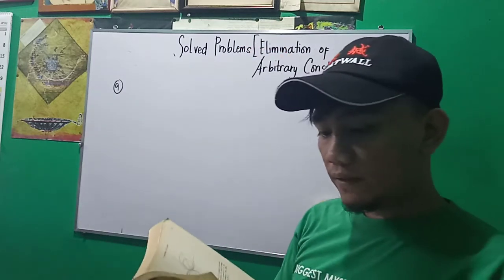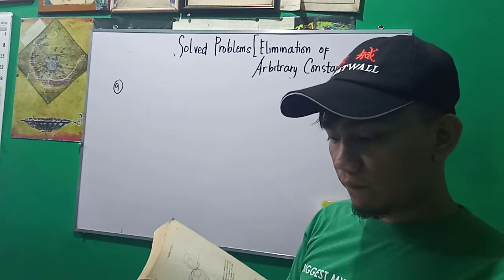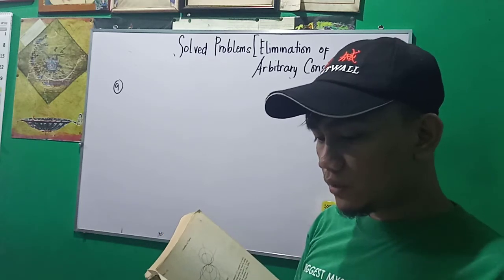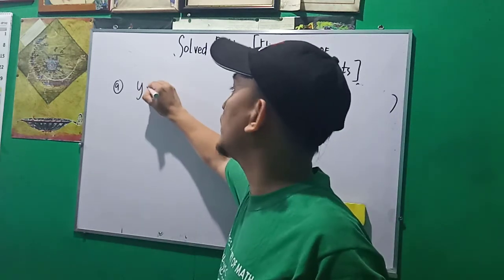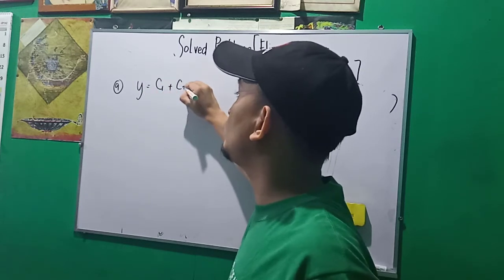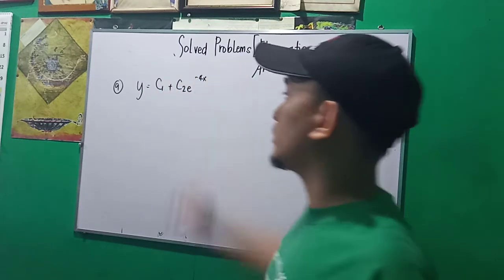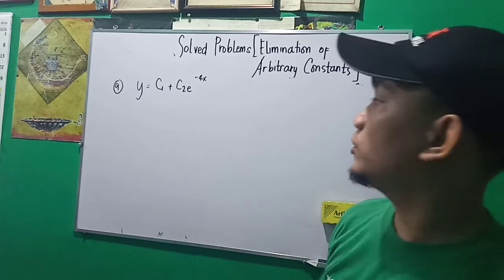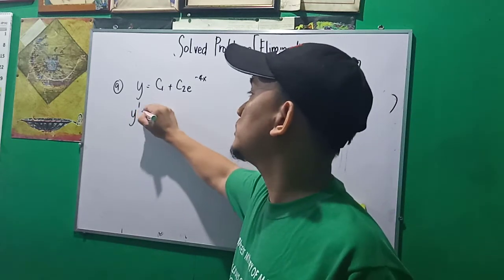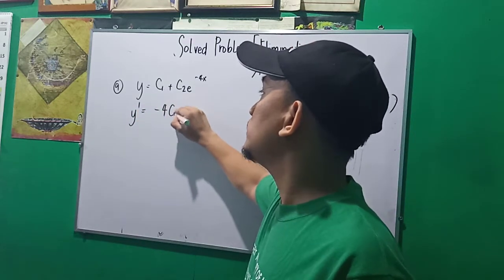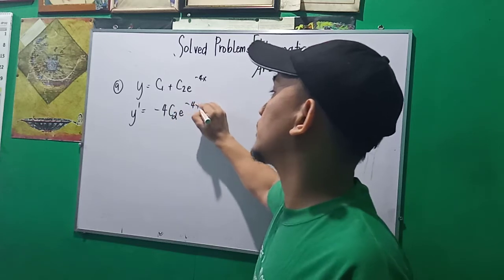Okay, number 9. Y is equal to C1. Ano pag negative yung exponent? Plus C2 e raised to negative 4x. Paano yan, Sir IJ? So, ganito. Y prime is equal to negative 4 C2 e raised to negative 4x.